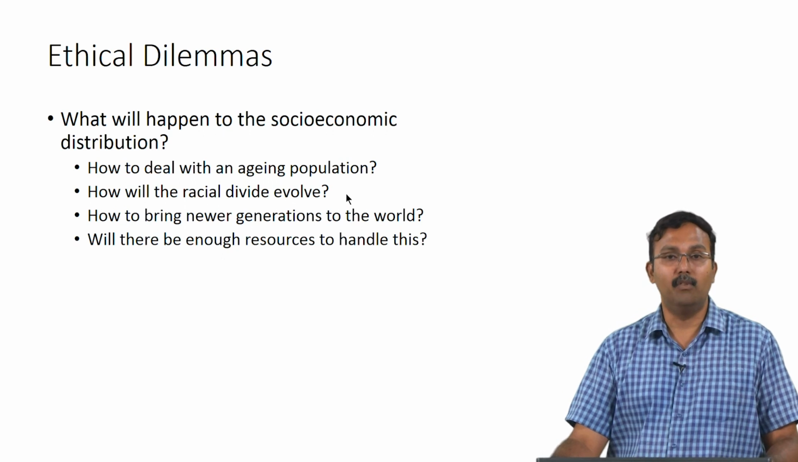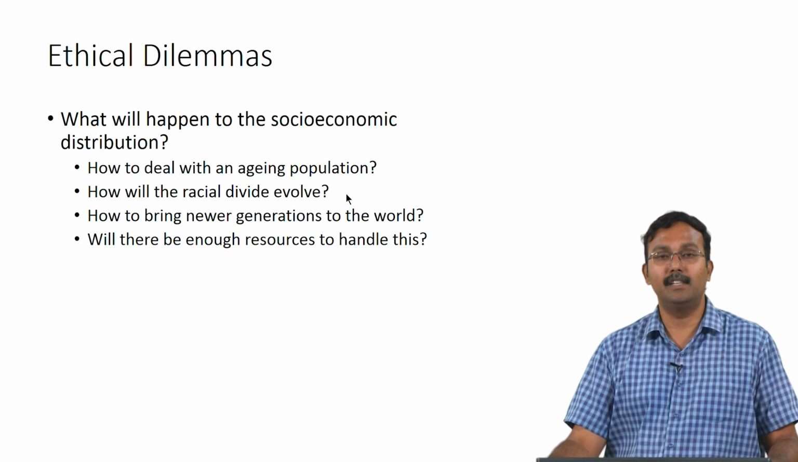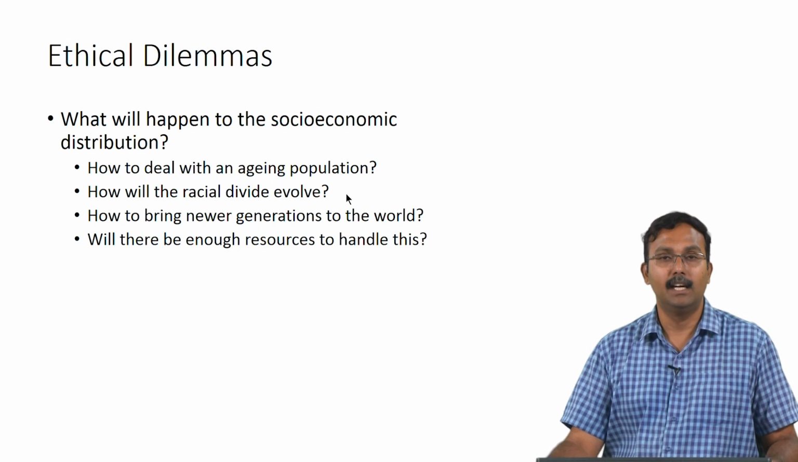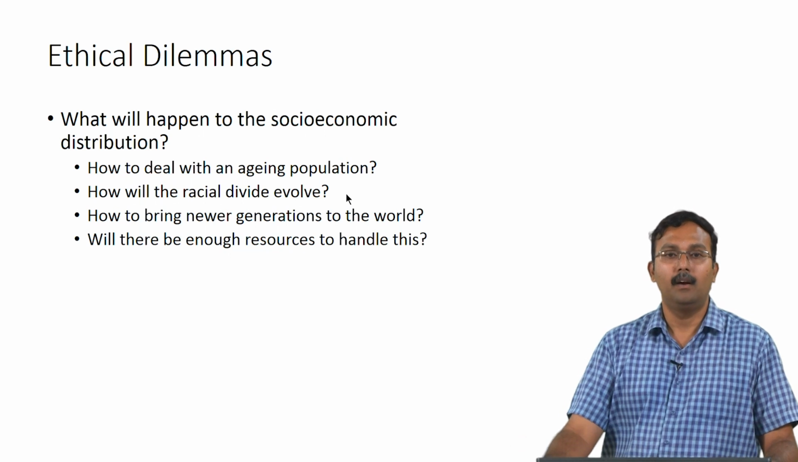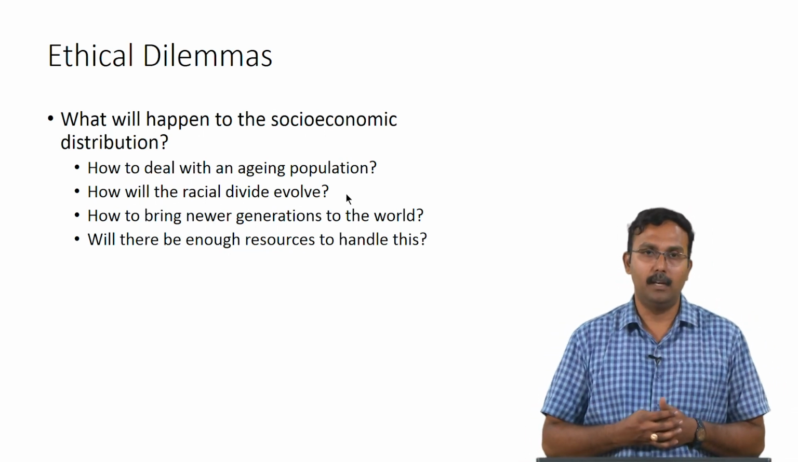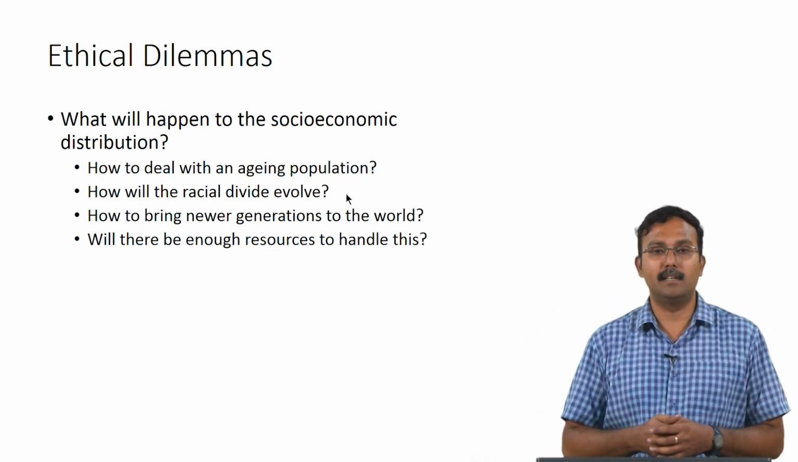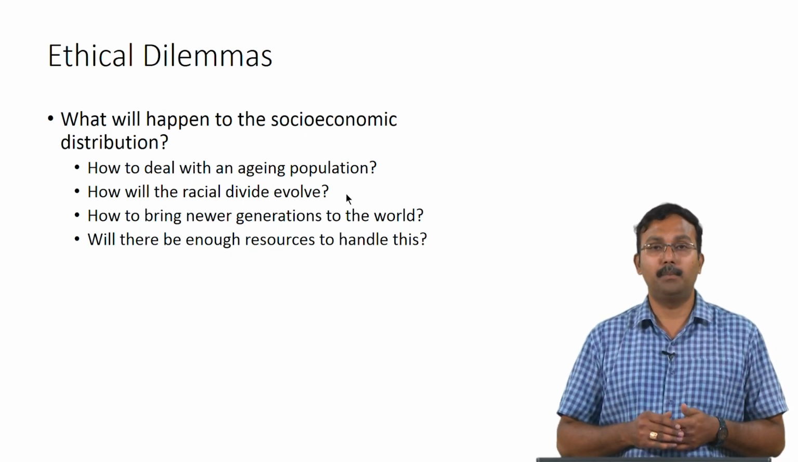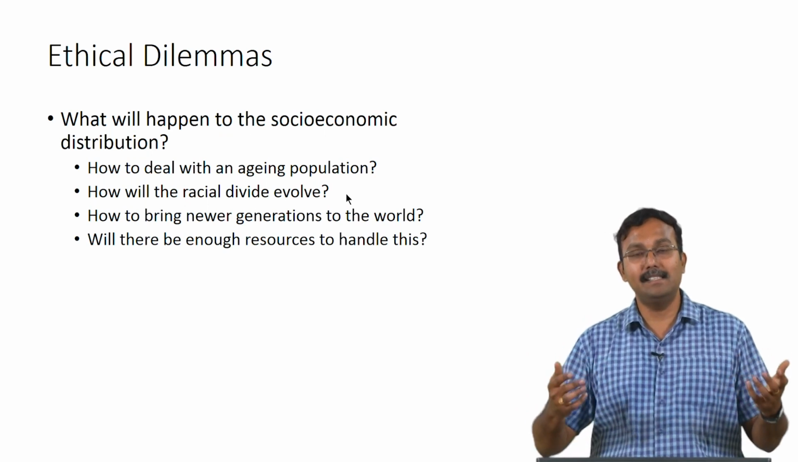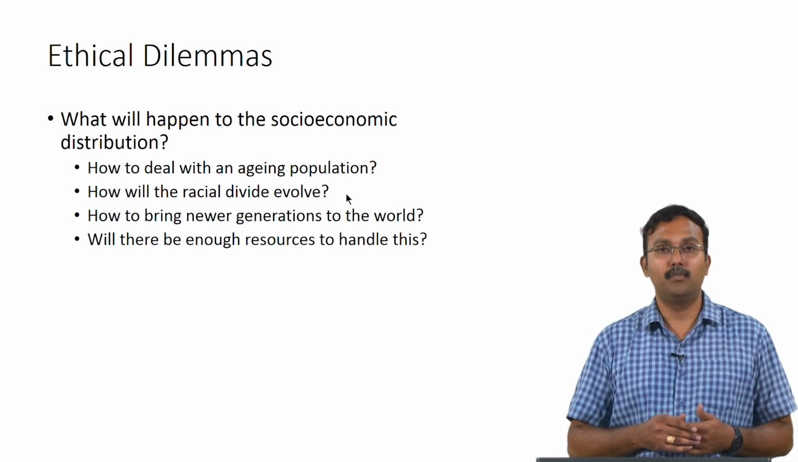Will there be a racial divide when this happens? Because if it is only available to certain societies, certain strata of the society, how does it affect the racial distribution? Will we be able to bring newer generations to the world? If the world is already going to be filled with all these old people, how do we bring newer generations and younger generation? Will there be enough resources to handle all this as the population keeps increasing endlessly? Will the resources available on this earth be sufficient for us to survive?